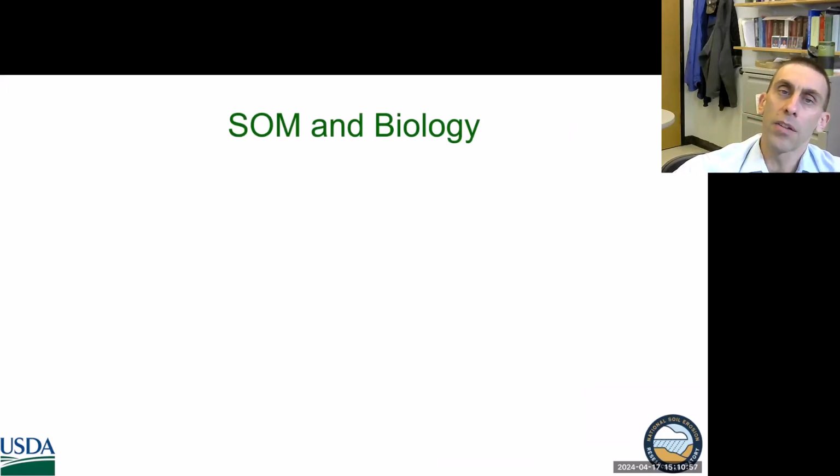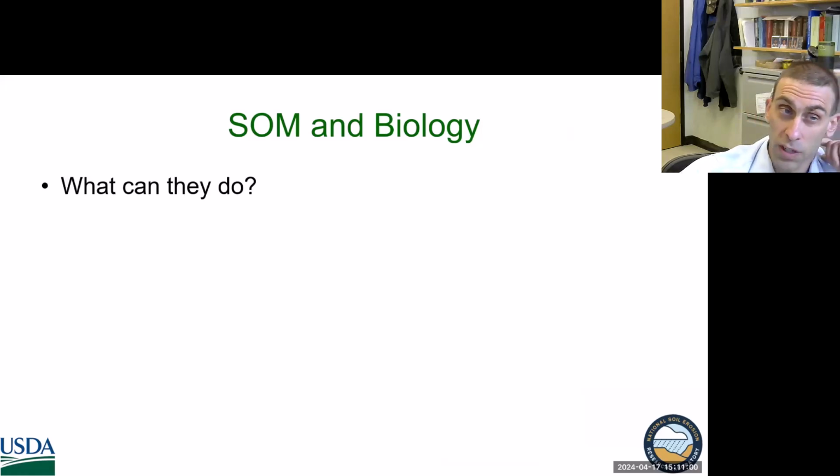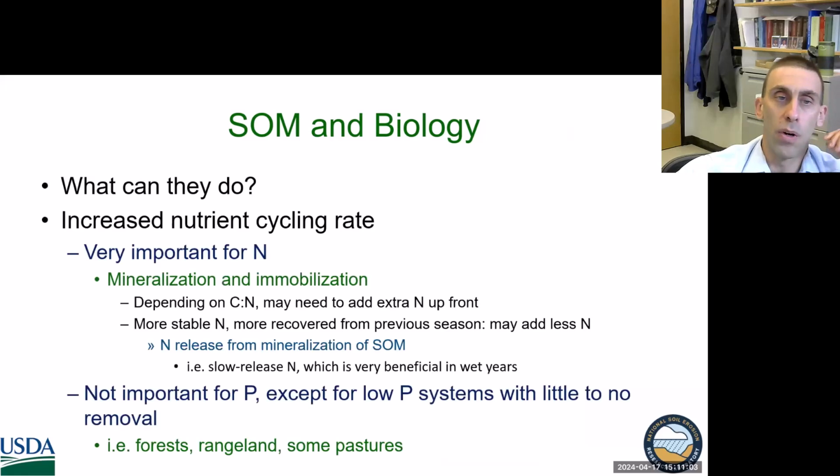Okay, so increased microbial activity with more organic matter, that's great, but what can they do? In a word, they increase nutrient cycling, and this is particularly important for nitrogen, specifically mineralization of organic nitrogen and immobilization, going the opposite direction, immobilizing inorganic nitrogen into organic. It can go both ways depending on carbon to nitrogen ratios. I know producers who have built up so much carbon over the years that they have to add extra nitrogen up front to overcome that nitrogen being fixed by the carbon.